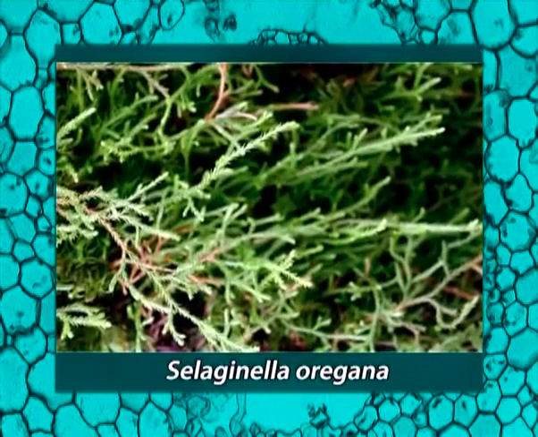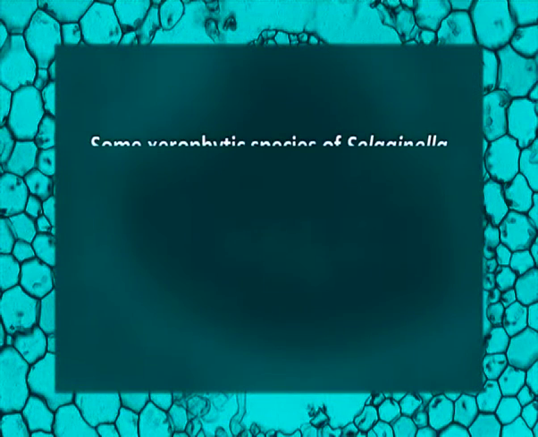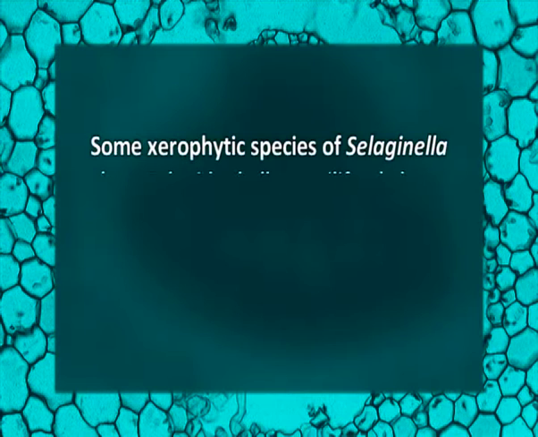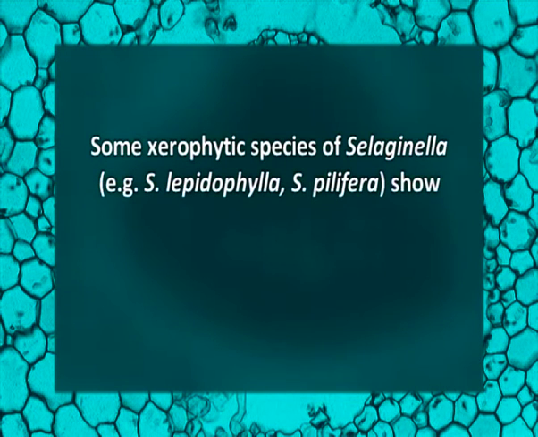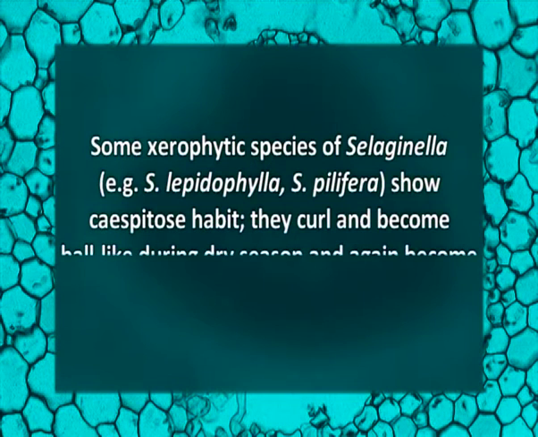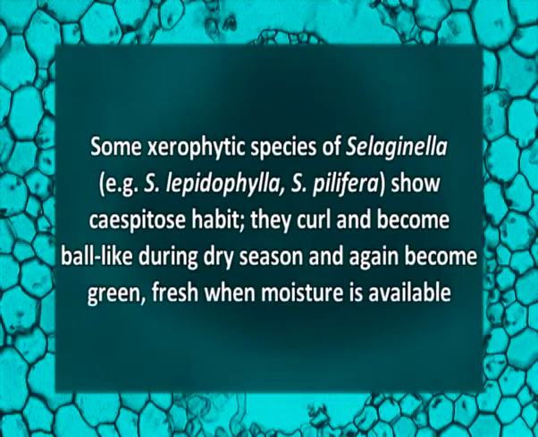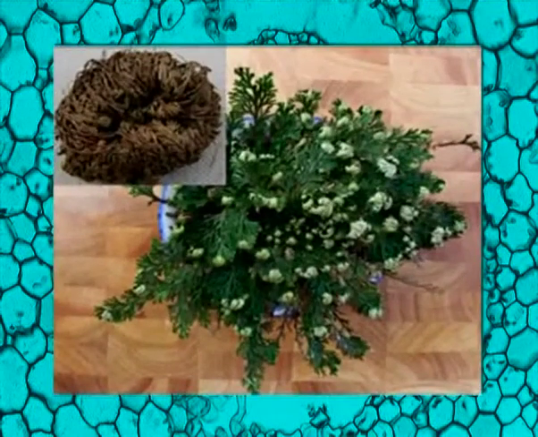Selaginella oregana is an epiphyte that grows on tree trunks in tropical rainforests. Several species of Selaginella are grown in gardens as ornamentals. Some xerophytic species of Selaginella, that is Selaginella lepidophylla and Selaginella pilifera, show cespitous habit. They curl and become ball-like during the dry season and again become green and fresh when moisture is available. These are called resurrection plants.